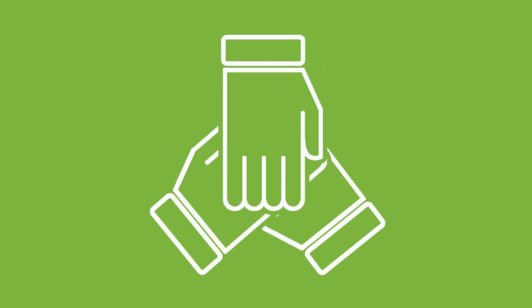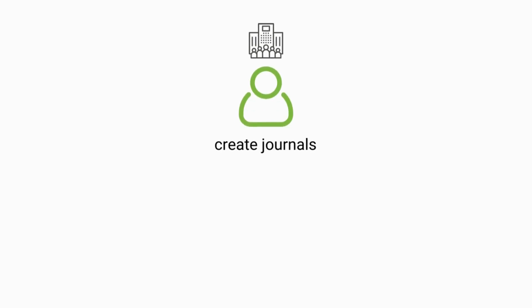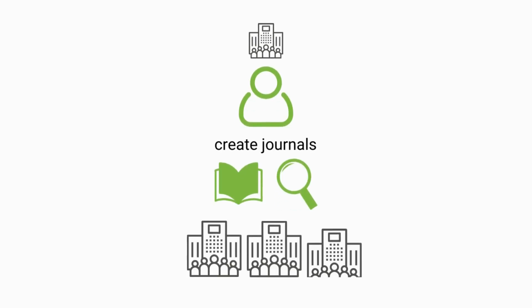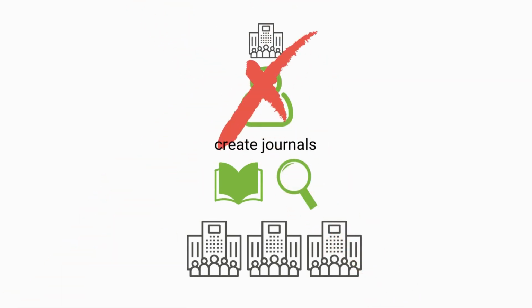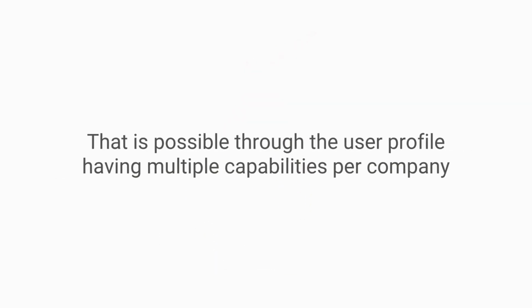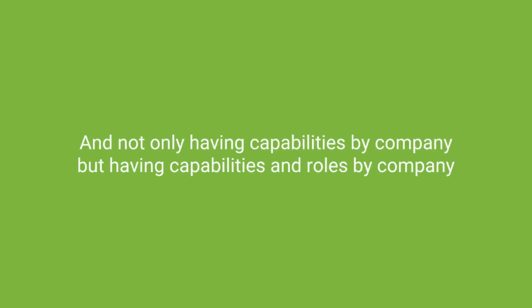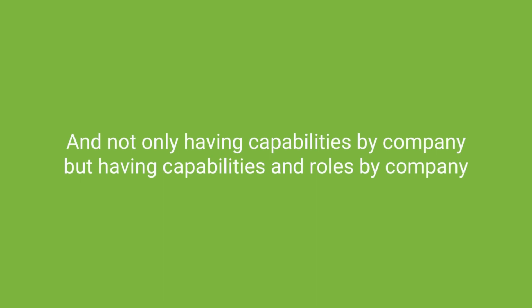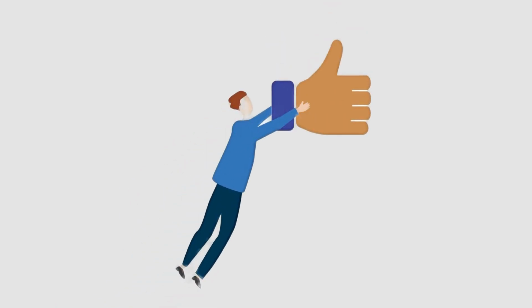And the same with security. You want to improve it. There are new features in recent versions which help you improve security. You've got the ability to have capabilities by company. For example, a person in one company who's able to create journals, but then you may want that person to be able to read or look at other companies but not be able to create journals. And that is possible through the user profile having multiple capabilities per company. And not only having capabilities by company, but having capabilities and roles by company. You can be as flexible as possible with the security within your own organization.